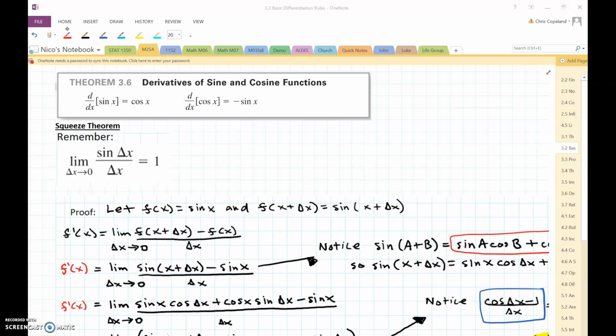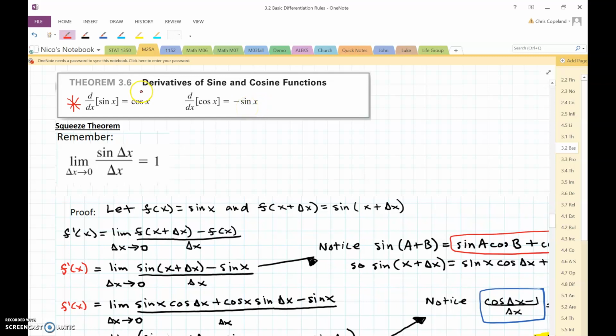Derivatives of sine and cosine functions. Okay, so we are going to first look at this derivative rule. Again, this notation is saying the derivative, D stands for the derivative of the function sine of x with respect to x. That's going to be equal to cosine x. Also, we're going to look at the derivative of cosine x with respect to x. That's going to be equal to negative sine x.